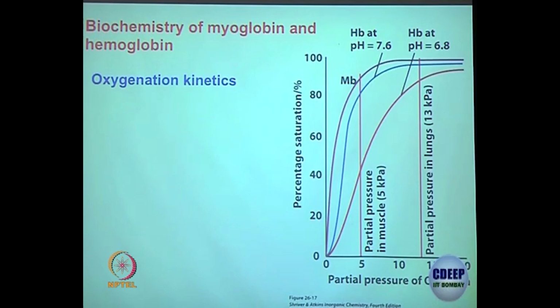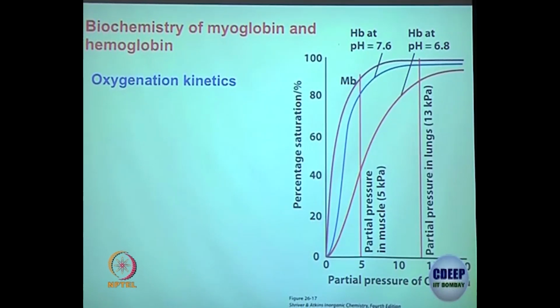Now, what we are seeing is, as you increase the partial pressure of oxygen, oxygen uptake goes up. Percentage saturation means you can keep on binding at the iron center. With more oxygen pressure, the sigmoidal curve will go up, and after a certain point it will saturate. It will not take up any more oxygen. That's the maximum, almost like the equilibrium is reached. After that no more oxygen pickup will happen.